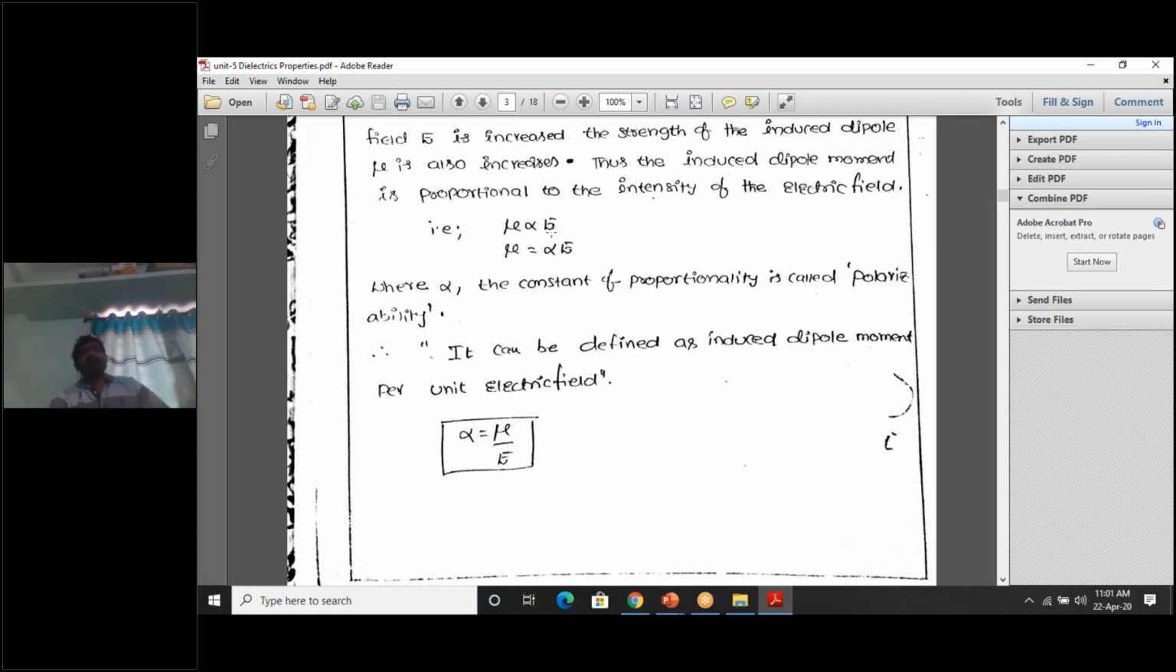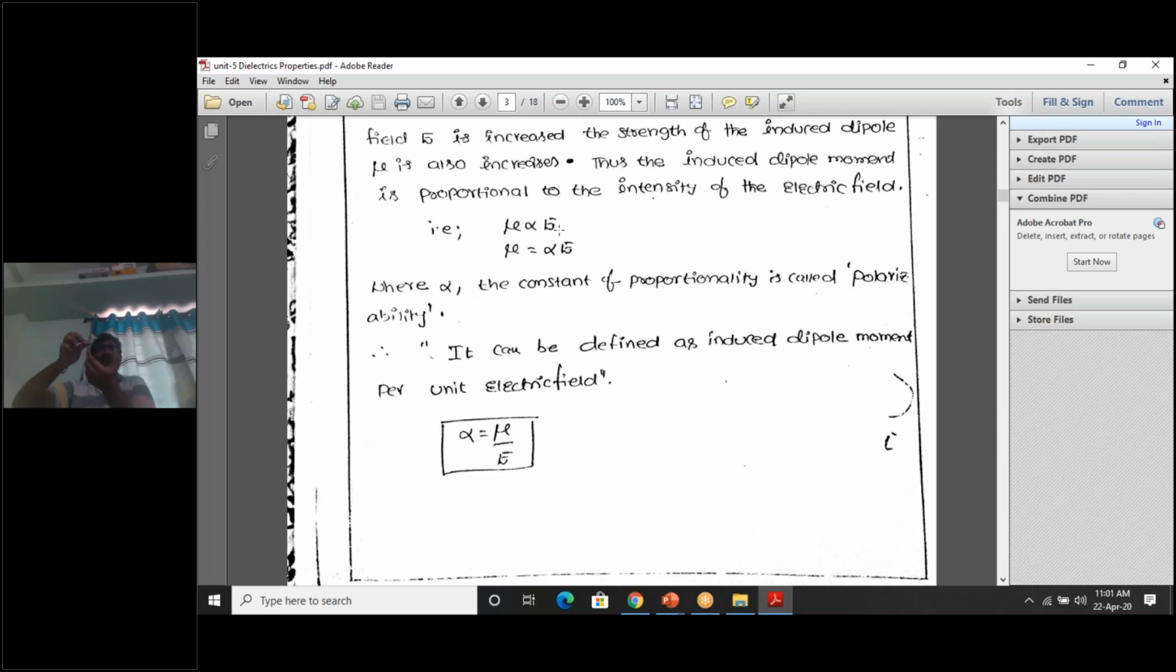What happens if I apply a strong electric field? If I apply a strong electric field, the distance between two charges increases. Let us assume this is the distance between a positive charge and a negative charge, plus charge, minus charge. Now, if I apply this much electric field, the distance between plus charge and minus charge increases.